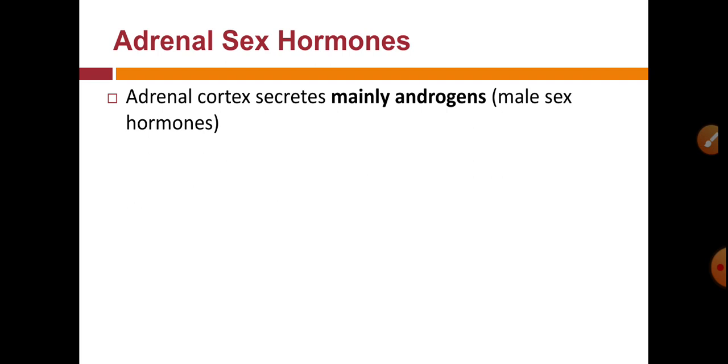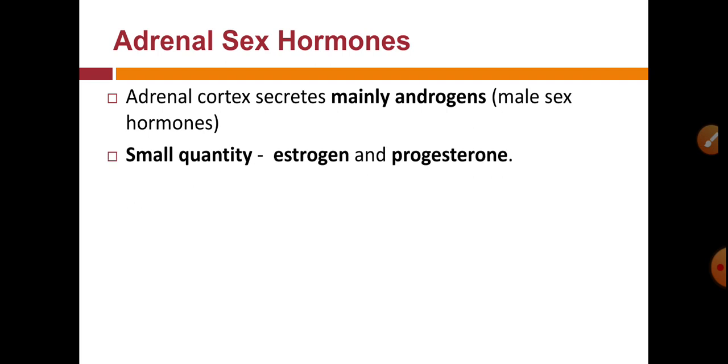The adrenal cortex secretes mainly androgens. Androgen means male sex hormones. Whereas small quantities of estrogen and progesterone are also secreted. So from zona reticularis mainly androgens are secreted, but estrogen and progesterone, that means female sex hormones, are secreted in very small quantity.